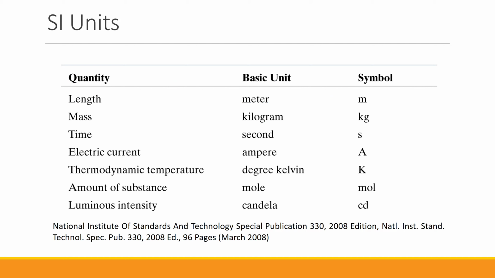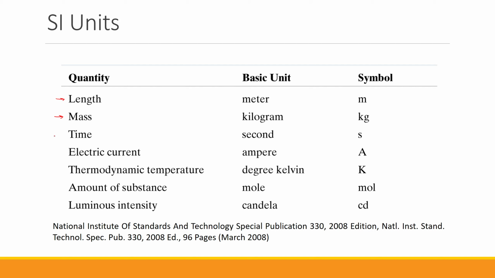So there are 7 major SI units, and the rest are derived based on these 7 major units. So we have the length, which is measured by meter. So the basic unit for length is meter, and the symbol is m. We have mass, which is measured in kilogram, and the symbol is kg.